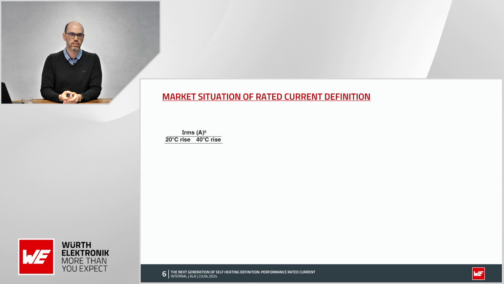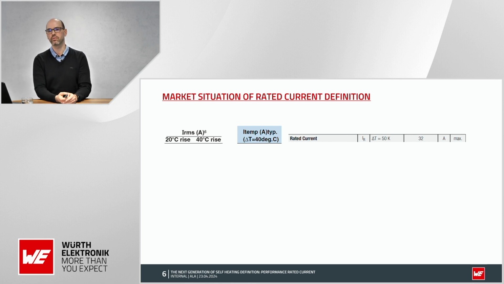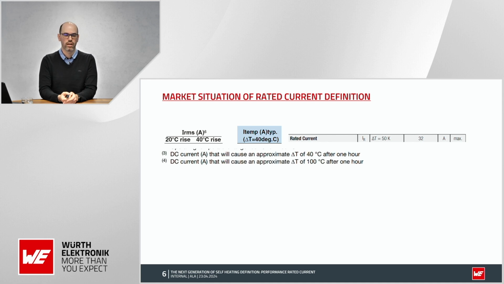So for instance, here we have I_RMS with 20 degrees C and a 40 degrees C rise without any further specifications. Then there is also I_temp as a typical value, and again a 40 degrees C rise. Then there are also rated current definitions with a 15 Kelvin rise. So this means the temperature rise itself can also differ.